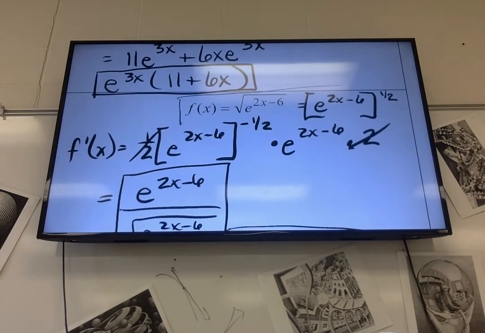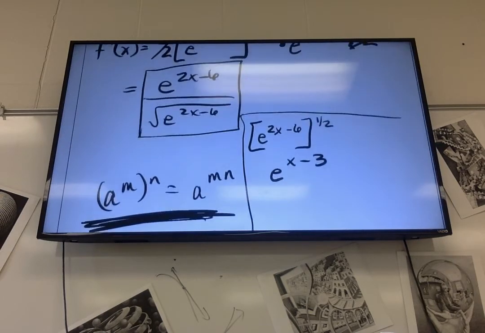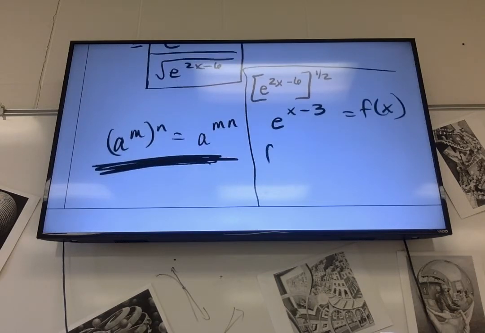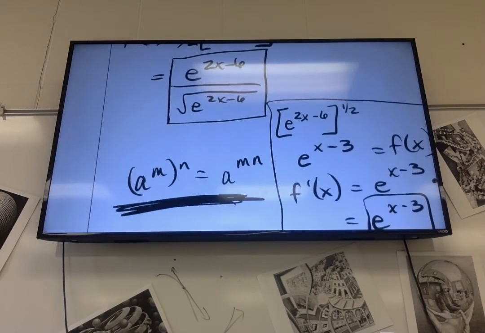See? I haven't taken the derivative yet. Before I take the derivative, that's f of x, and then take the derivative of that. That would be easier, but I already have it written down. The derivative of that is e to the x minus 3 times 1. So evidently, this and this are the same thing.